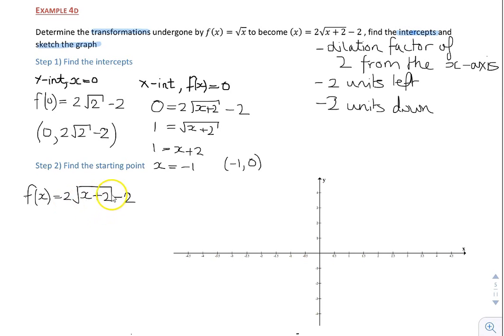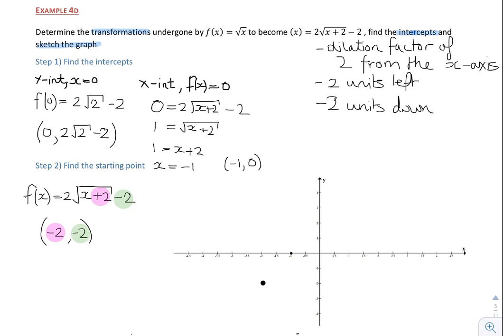If we take what's inside here, x + 2, we make it equal to 0 and solve for x, we find our horizontal shift and also the x value for our starting point. So that gives us the x value of our starting point. The y value, or our vertical shift, is given by the negative 2. That's how far down, in this particular case, we've moved, and it's also the y value of our starting point. So we can write our starting point as (−2, −2).